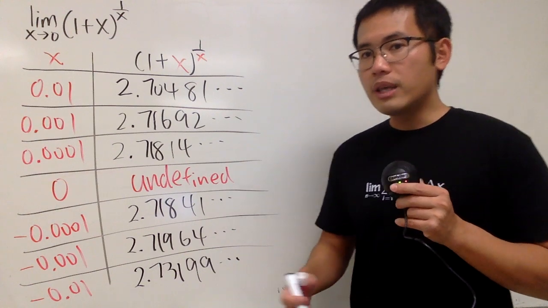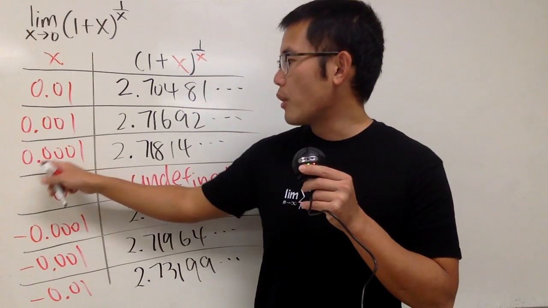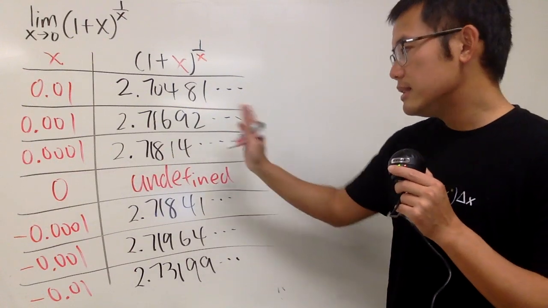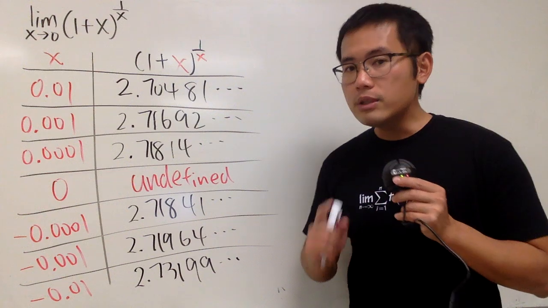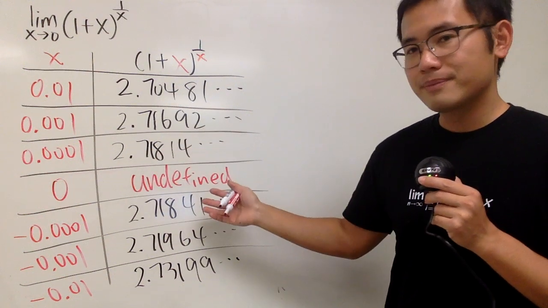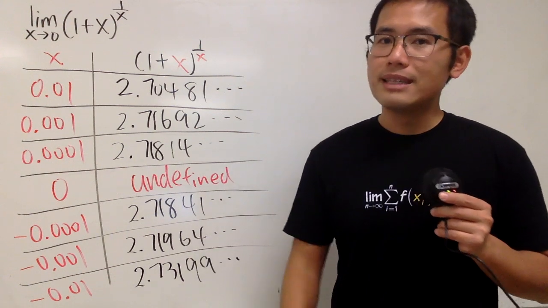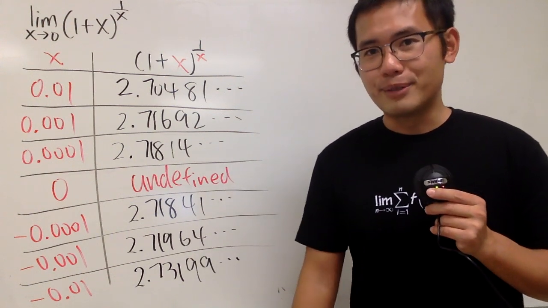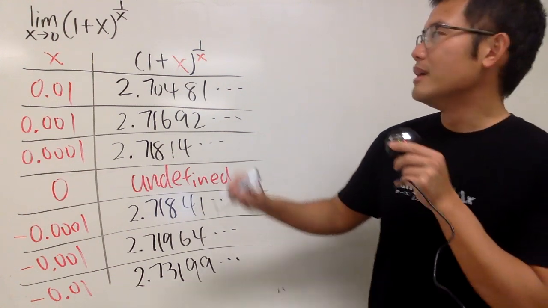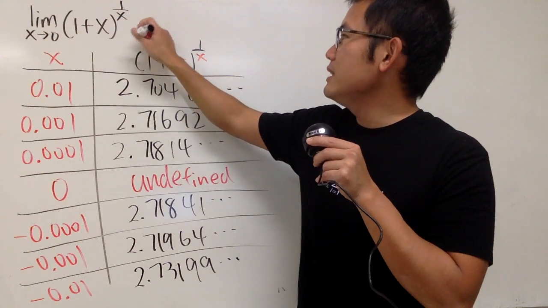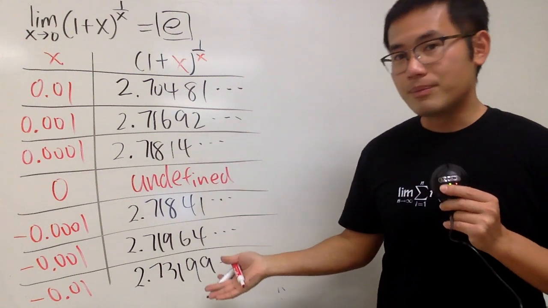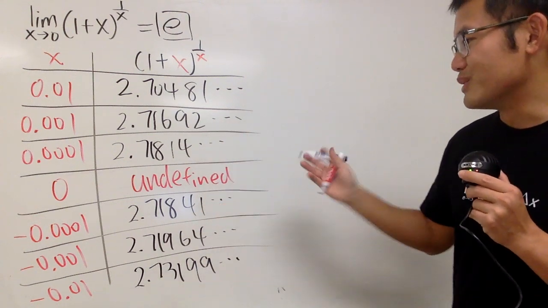Of course, if you want to get even closer to 0, you can put down 0.000000001 if you would like, but I think this is good enough. Notice that this value is approximately 2.718. What does that remind you of? Do we recognize this number? Yes, we should. That's the famous number e. So in fact, the limit of this is equal to e. And that's how you can use the table of values to see that.